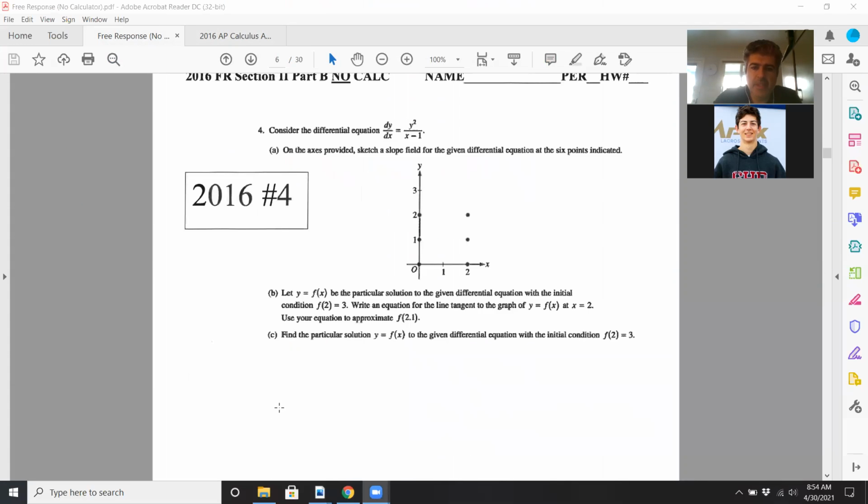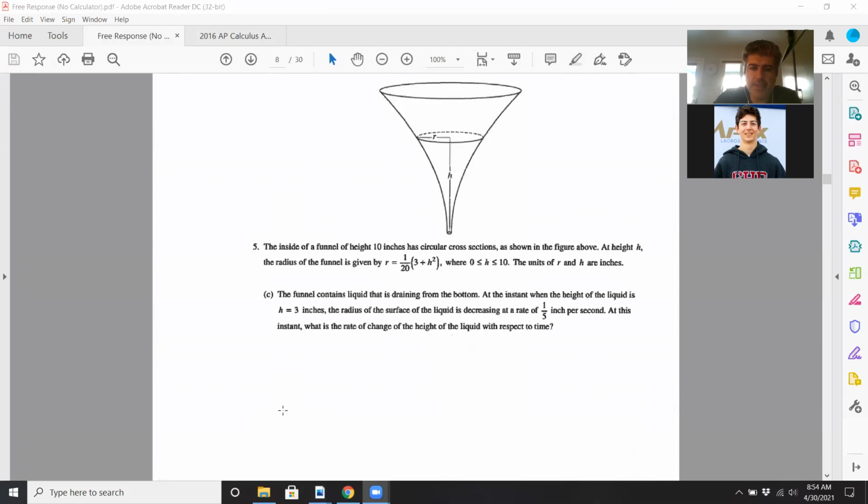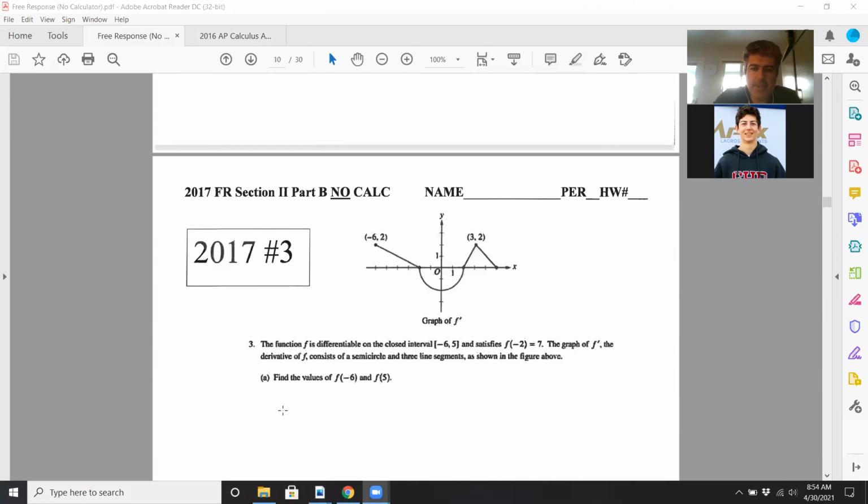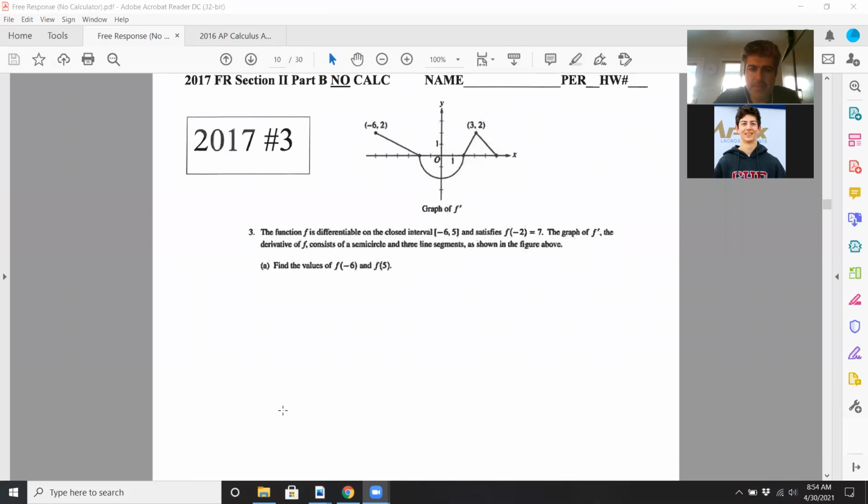Okay. So now I'll have you guys try 2017, number 3. It's very, very similar. Here you have a semicircle, you got a couple triangles.